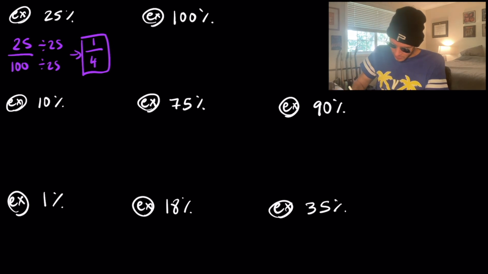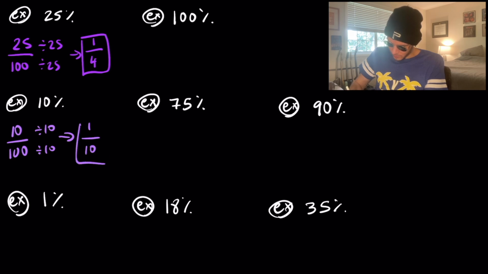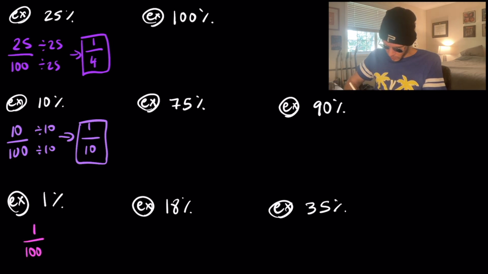Okay, 10%, same thing. So 10 out of 100. Then I'm going to divide both the top and bottom by 10. 10 divided by 10 is 1. 100 divided by 10 is 10. So 1/10. 10% is 1/10 in fraction form. 1%, just do 1 over 100. And I can't simplify that any further, so we will leave that as our answer.